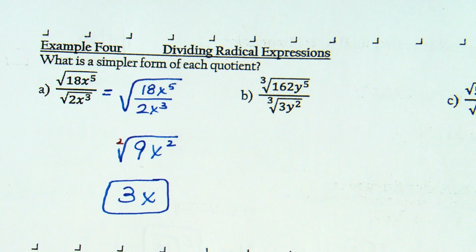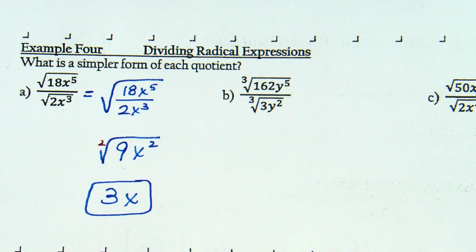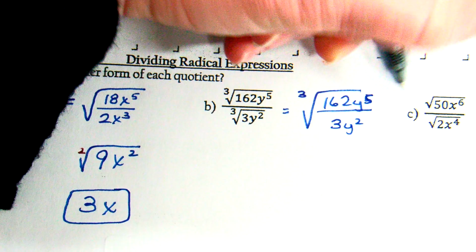So, okay. B? You ready to try B? Can I divide them? And there's really 2 parts to that question. Are they the same indexes? Yeah. And then let's check and see. Before I start trying to do any cube roots, can I divide the underneaths there? So if it helps you as a visual, you can write it as 1 cube root. So 162 y to the fifth over 3y squared.